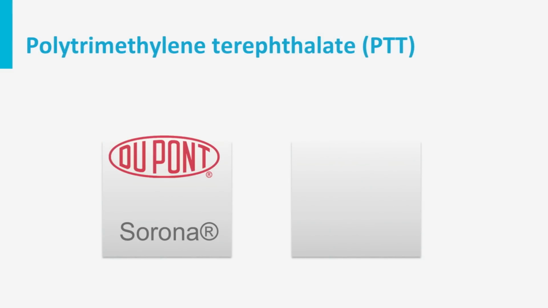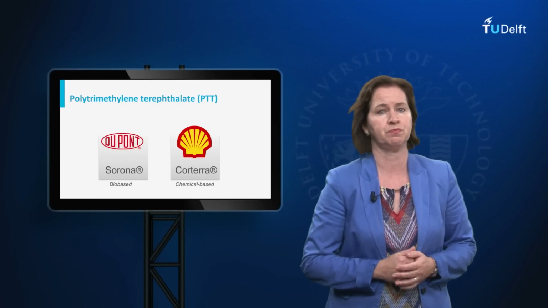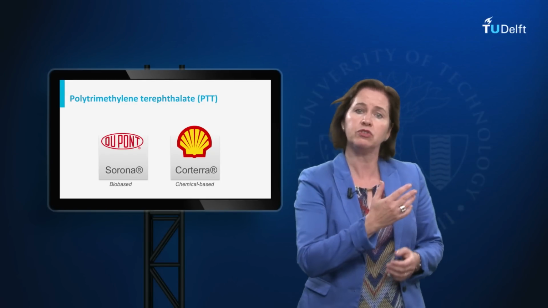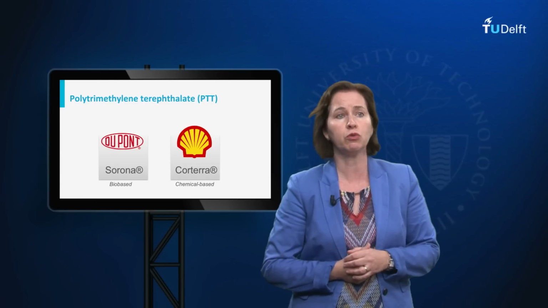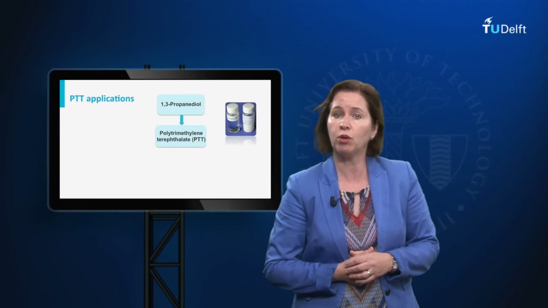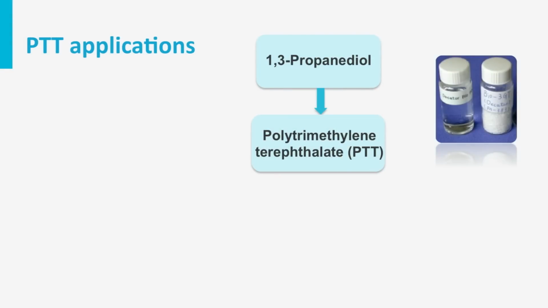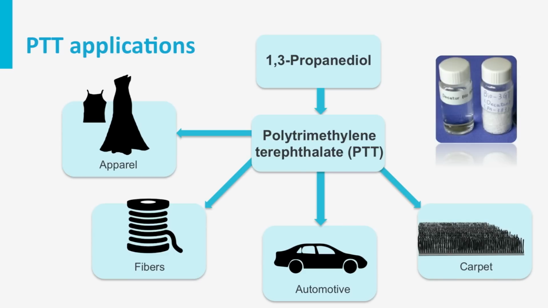One of the most widespread applications of propanediol is in the polymer PTT, which stands for polytrimethylene terephthalate. The company DuPont sells this polymer under the name of Sorona, and Shell produces a similar polymer which is called Cortera. The polymer has very beneficial properties. The polymer beads on the right can be used to make fabrics, as a simple fiber or as construction material in the automotive industry. But if you consider sales numbers, carpets are an enormous important application of propanediol.